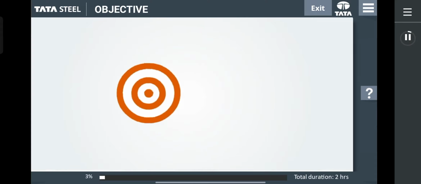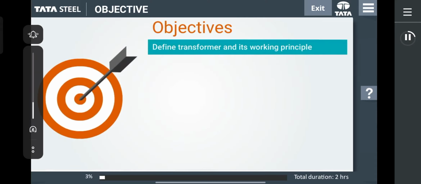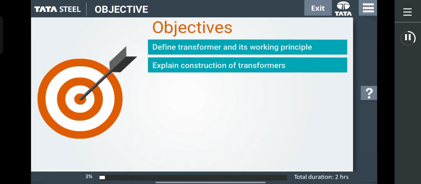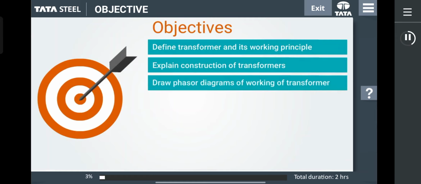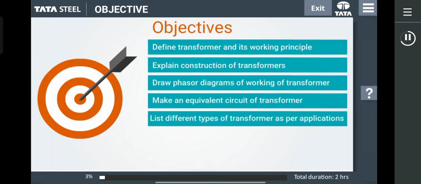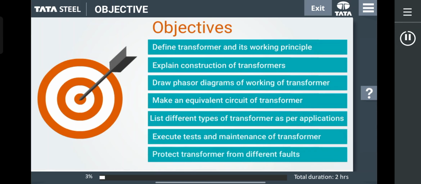By the end of this module, you will be able to define transformer and its working principle, explain construction of transformers, draw phasor diagrams of working of transformer, make an equivalent circuit of transformer, list different types of transformer as per applications, execute tests and maintenance of transformer, and protect transformer from different faults.